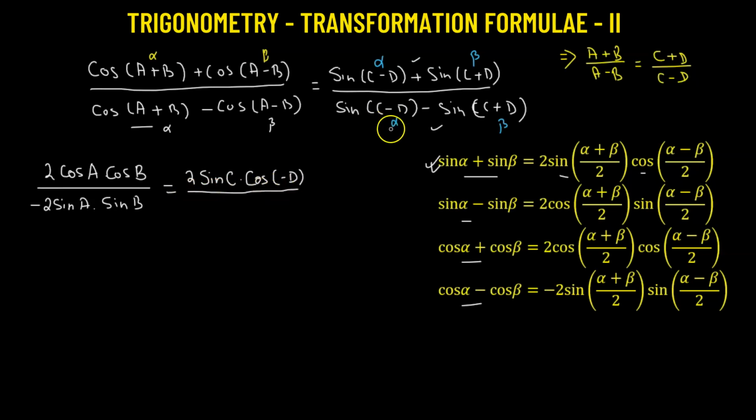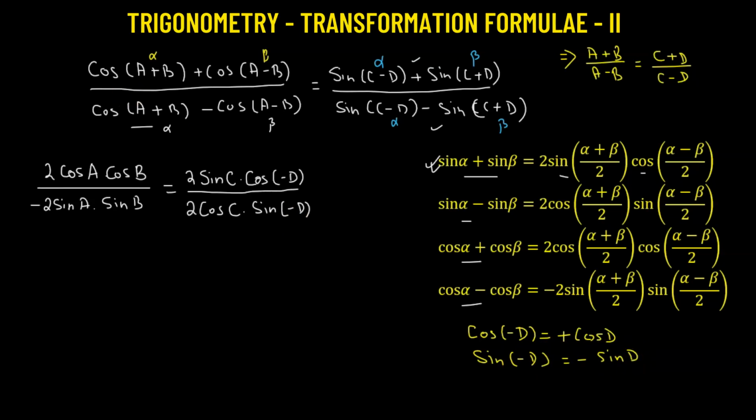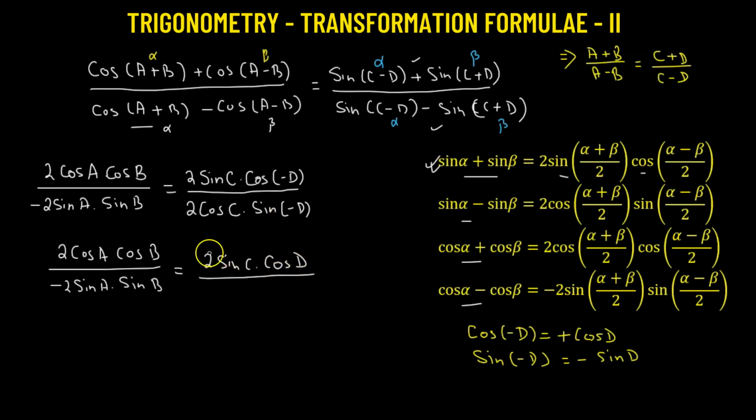Whole divided by, in the denominator we have the difference of two sine functions. So this will be 2 times cosine of angle alpha plus beta over 2, which is simply C, multiplied by sine of alpha minus beta over 2, which is negative D. Fine. Now we know that cosine is an even function, so cosine of negative D will be equal to positive cosine of angle D. And sine is an odd function, so sine of negative D will be equal to negative sine D. So we now get 2 times cosine of angle A times cosine of angle B, whole divided by negative 2 times sine of angle A times sine of angle B. This will be equal to 2 times sine of angle C times cosine of angle D, whole divided by 2 times cosine of C times sine of negative D, which becomes negative sine D.